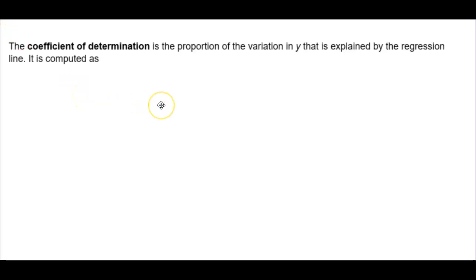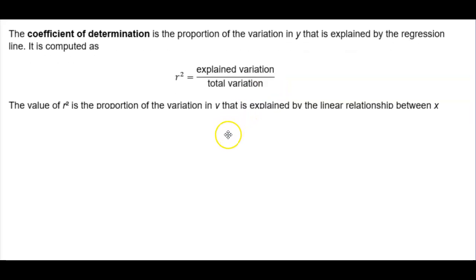The coefficient of determination is the proportion of the variation in y that is explained by the regression line, and it is computed as the following. R squared is equal to the explained variation divided by the total variation. Now the value of r squared is the proportion of the variation in y that is explained by the linear relationship between x and y.